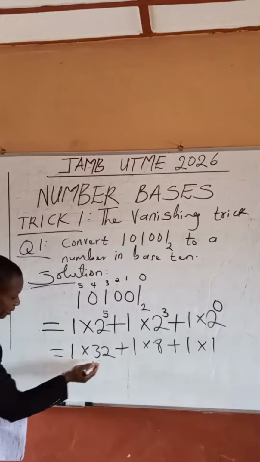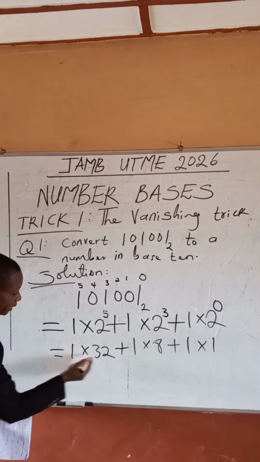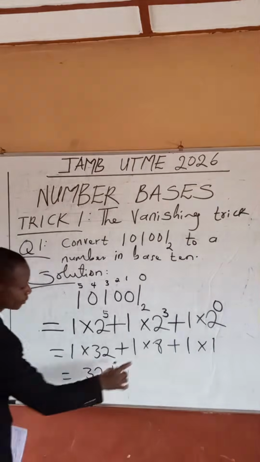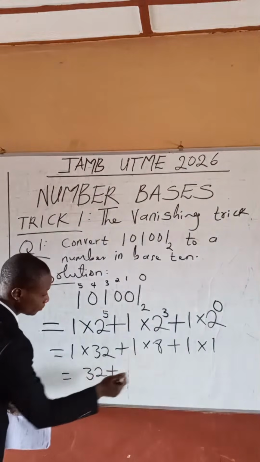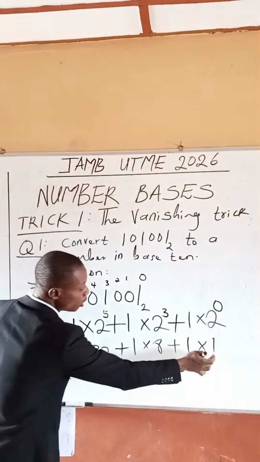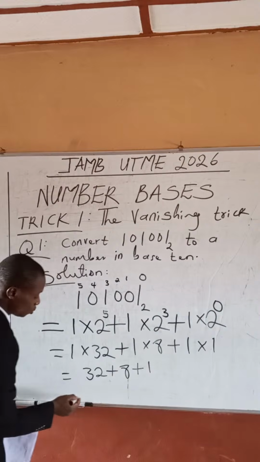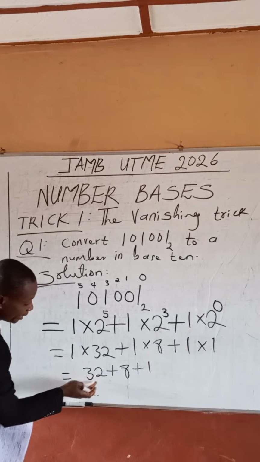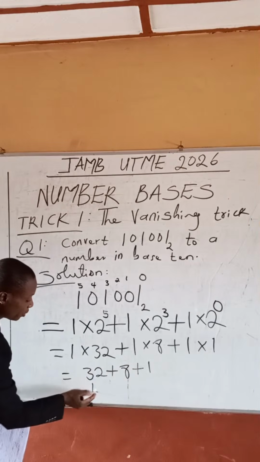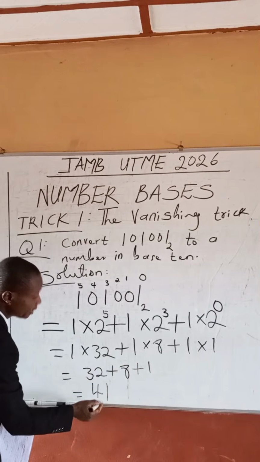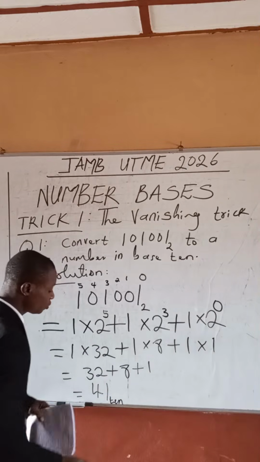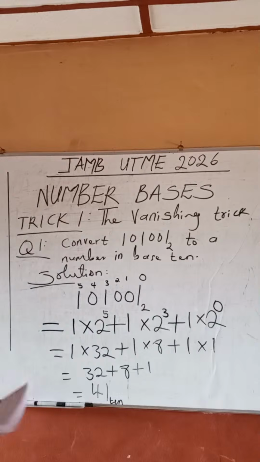So we can go ahead and multiply. 1 times 32 is 32 plus 1 times 8 is 8. Then plus 1 times 1 is 1. So our final answer here is 32 plus 8, which is 40, then plus 1. This gives us 41. And to the base of 10, okay, because we have to convert to the base of 10. This is how simple this method is.